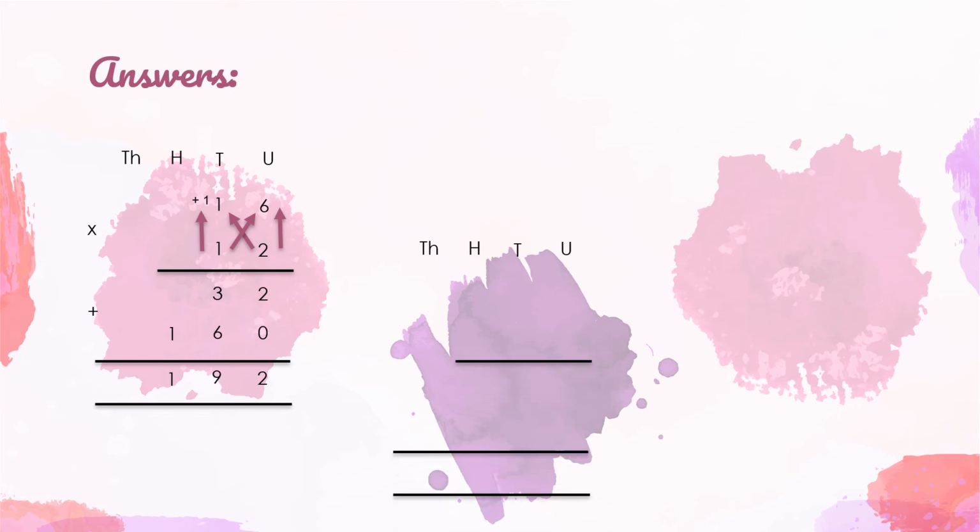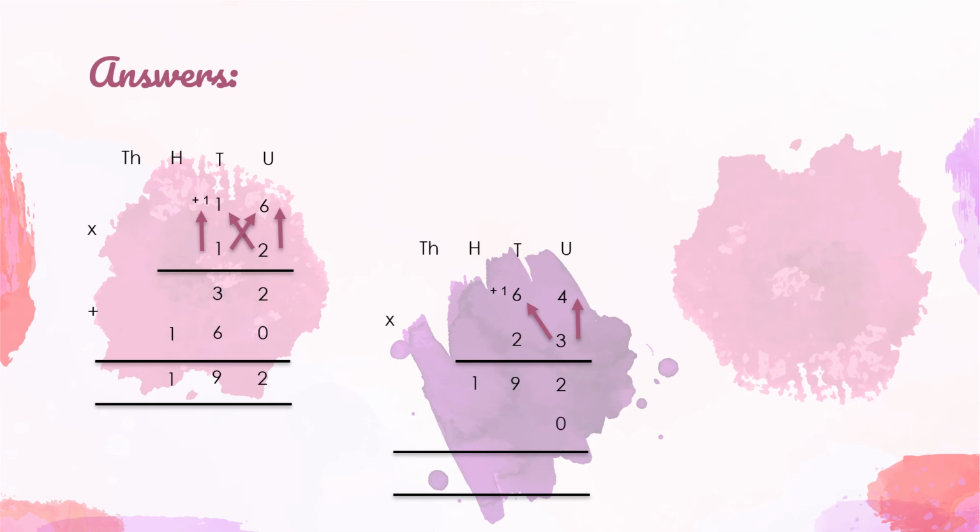Next one. Set up your working out space. Elephant on top, ant on the bottom. Start from the units column. 3 times 4 is 12. 12 is a 2-digit number, so put down your 2 and carry your 1. Next dance move left. 3 times 6 is 18. 18 plus 1 is 19, so it's a 2-digit number, put down your 9, carry your 1, but there's nothing in the hundreds column, so just pop it in the answer row.